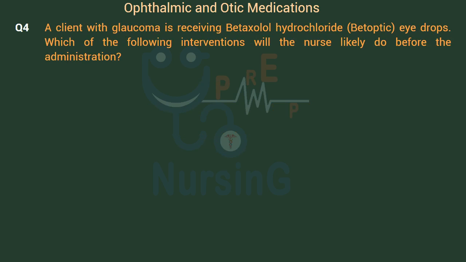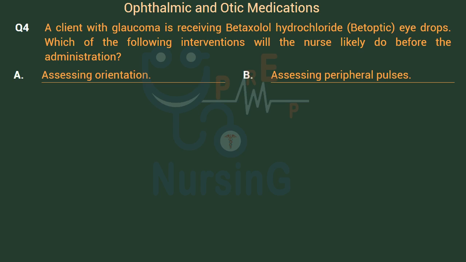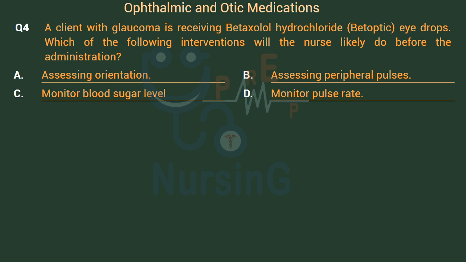A client with glaucoma is receiving Betaxolol hydrochloride, Betoptic, eye drops. Which of the following interventions will the nurse likely do before the administration? Option A. Assessing orientation. Option B. Assessing peripheral pulses. Option C. Monitor blood sugar level. Option D. Monitor pulse rate. Right answer is Option D.